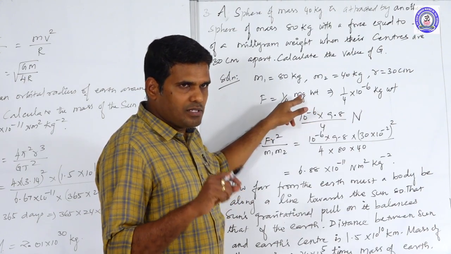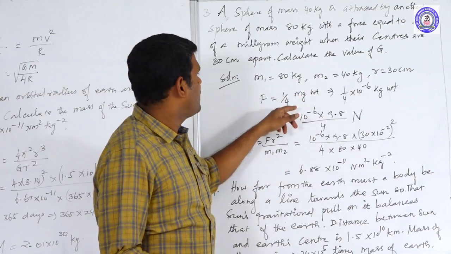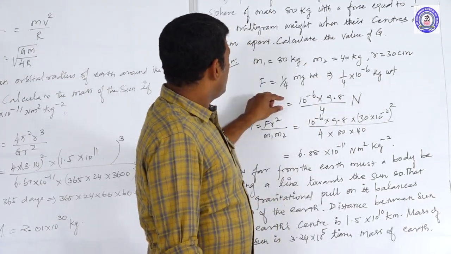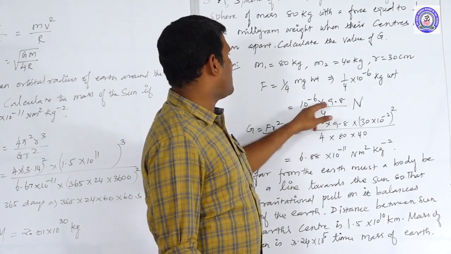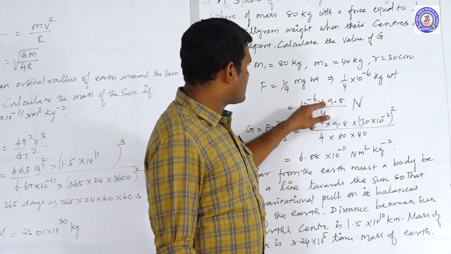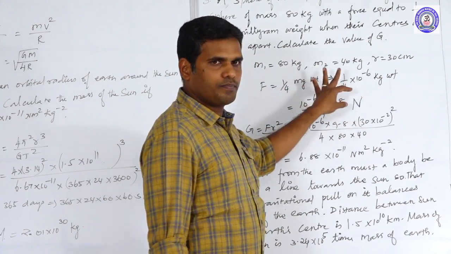Milligram is 10⁻³ gram. In terms of kilogram, it is 10⁻⁶ kilogram. So, 1/4 of 10⁻⁶ kilogram weight. In terms of Newton, you must multiply it with 9.8. So, 10⁻⁶ into 9.8 divided by 4 Newton. This will give you the force.